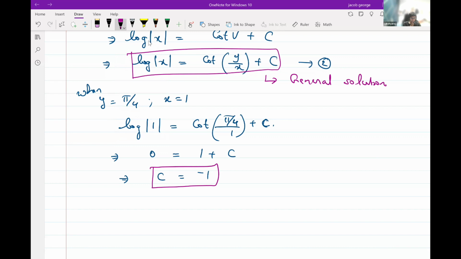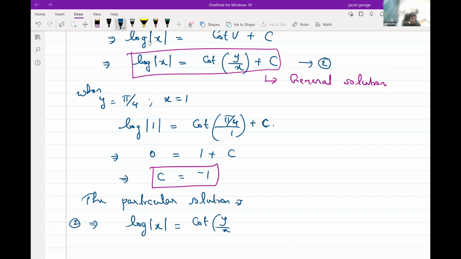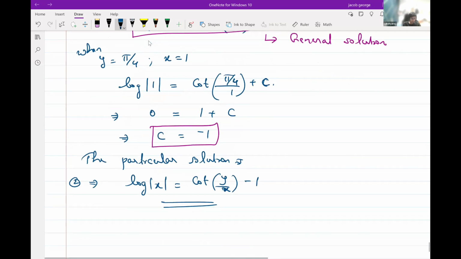Substitute this in equation number 2. That will be the particular solution. So the equation becomes log mod x is equal to cot y by x, then minus 1. This is the particular solution. Log mod x is equal to cot y by x minus 1 is the particular solution. Hope you all understood this.